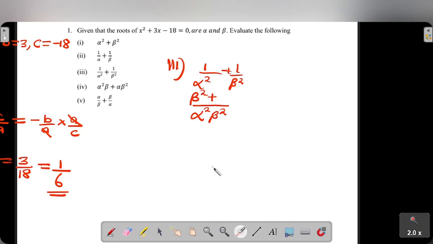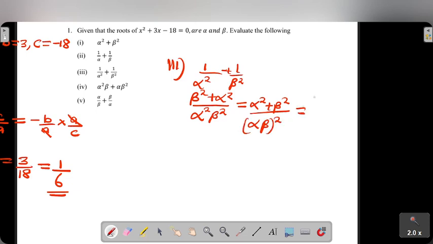Then we're going to add. Then you say beta squared into alpha squared beta squared. We can see that beta squared will cancel with beta squared, then you remain with alpha squared. So this alpha squared multiplied with 1 gives alpha squared. So now this will give us, remember, beta squared plus alpha squared, which is the same as alpha squared plus beta squared, over alpha squared beta squared. That can also be written as alpha beta, then we put a power there.